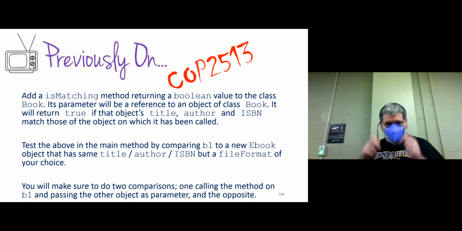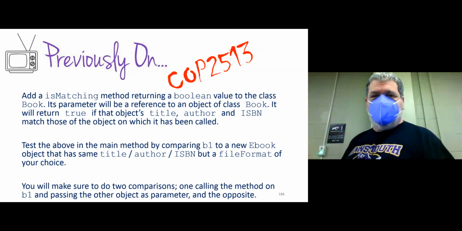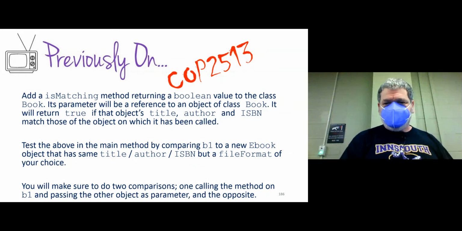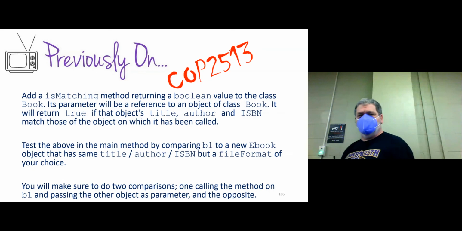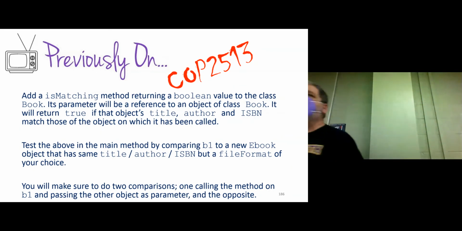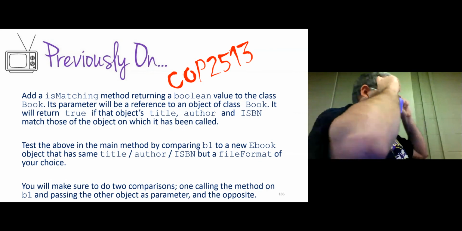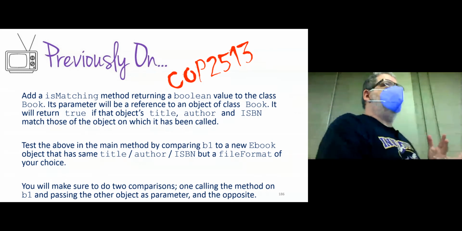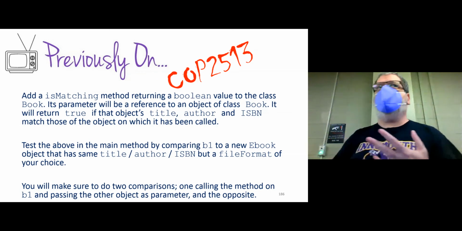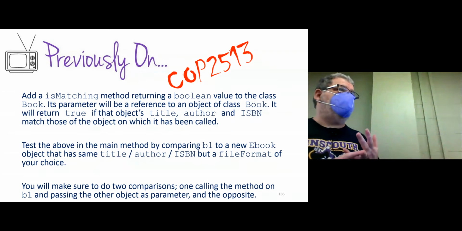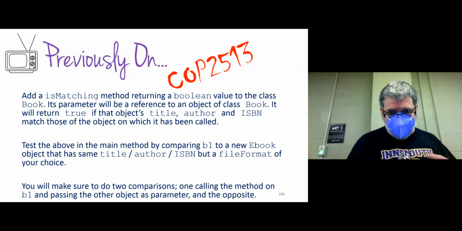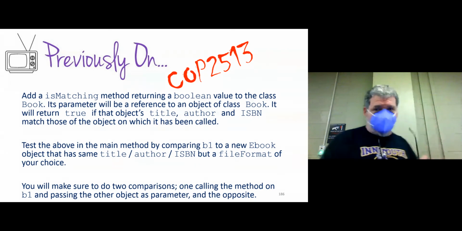Last time, I asked you to try to finish this by yourself. We were talking about writing a little is-matching method, and we were going to add it to the class Book. And there were a few rules there on how it should be written. Essentially, it's going to compare the title, ISBN, and the author of the book. So if you haven't already, go to Canvas, download the template file, the one that I'm going to show in a few minutes, and make sure that you have this.